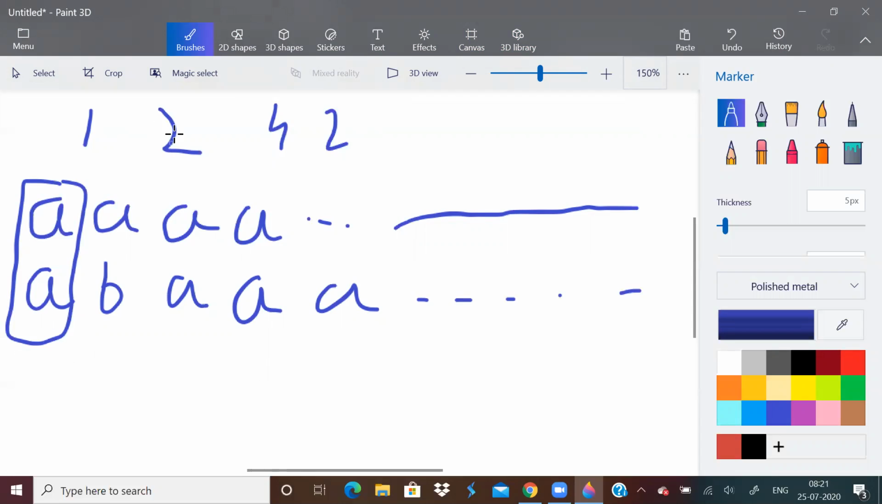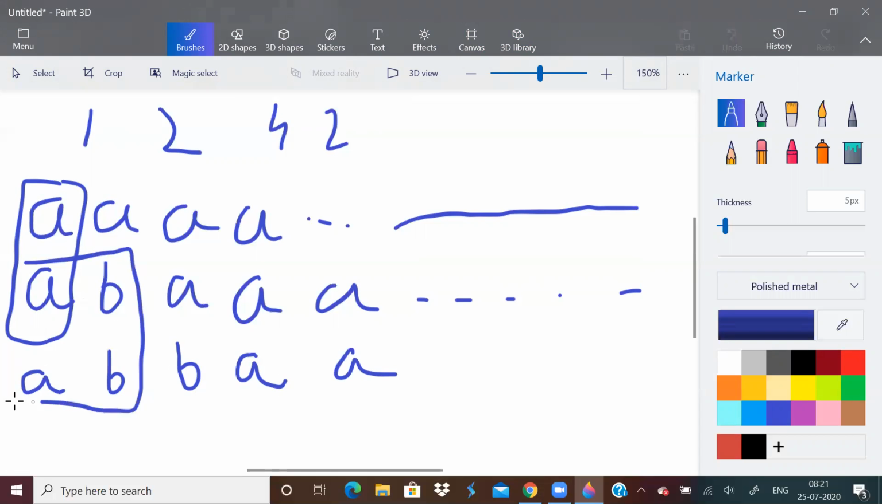Next, the second string and the third string should have a longest prefix length of 2. So it should be like this, right? B. I hope you're understanding. Now between the second and third string, the longest length is this, because these two are not equal, and these two are not equal.